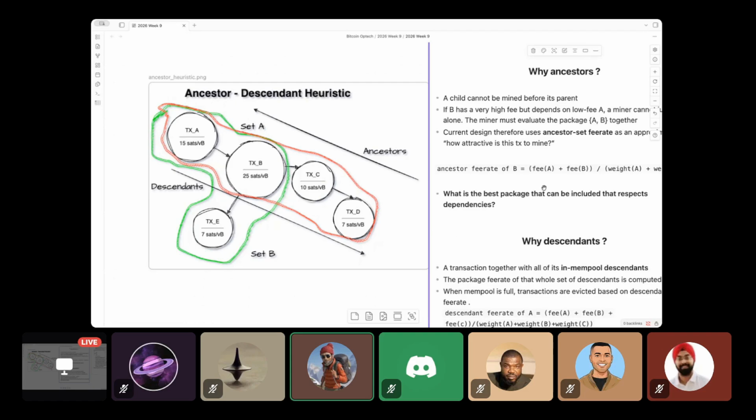For example, if it wants to include transaction B, its ancestor fee rate is calculated in one fashion, like it will include fees provided by A and B. Similarly, the ancestor fee rate of transaction D will be the sum of fees that A, B, C, and D provide. So set A will be a very high fee rate set when compared to set B. So set A will sit on top and set B will sit below it, and in this fashion it will keep calculating the ancestor fee rate of whatever set it can come up with in the mempool, sort them, and then pick from them. Got it. Thanks, Bala. Yeah.